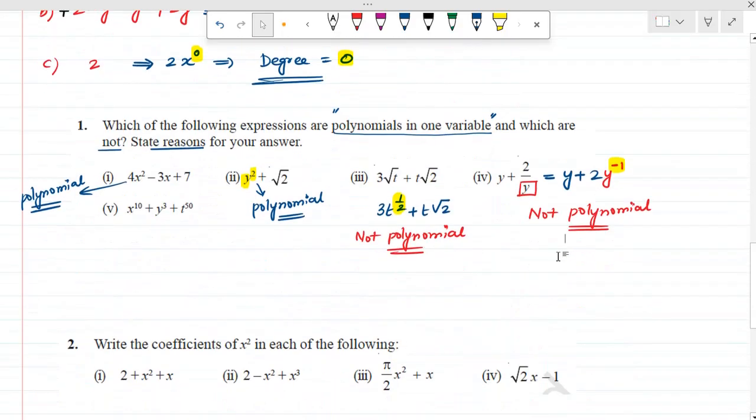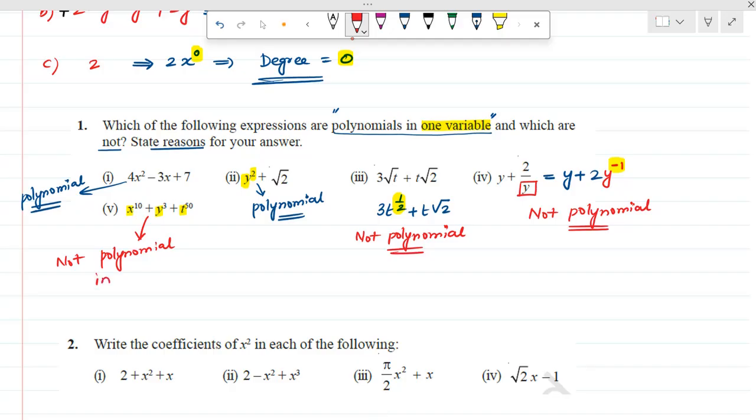Is it clear? Now the next one, you will have a 50 and 3 and 10. So no need to write it in order. Why? Because here I have to discuss it as one variable. But here you will have x, y, t. So it is a three variable. So it's not a polynomial in one variable.